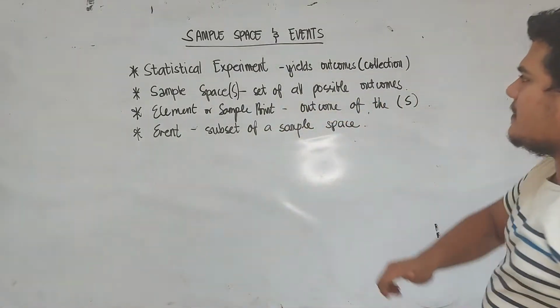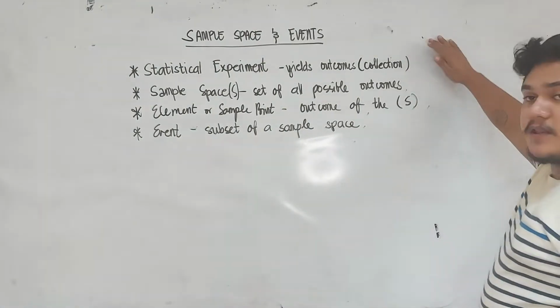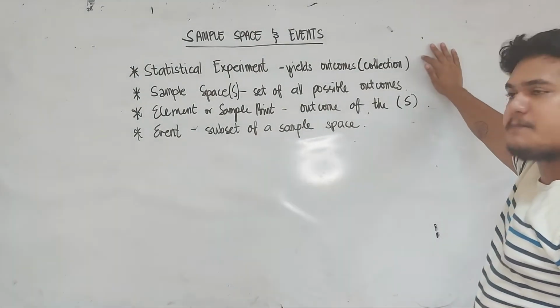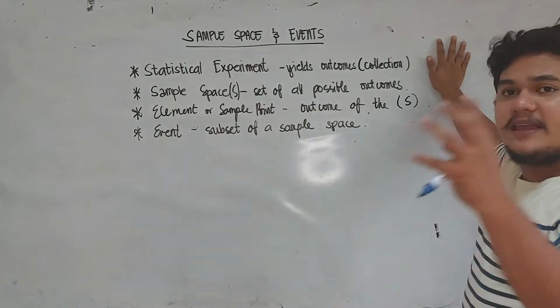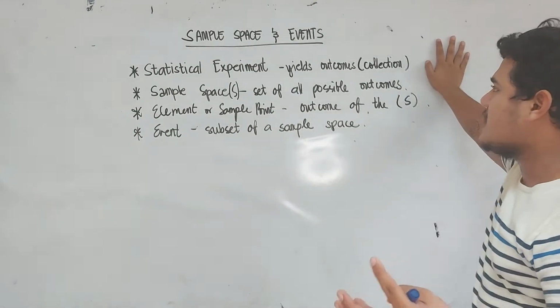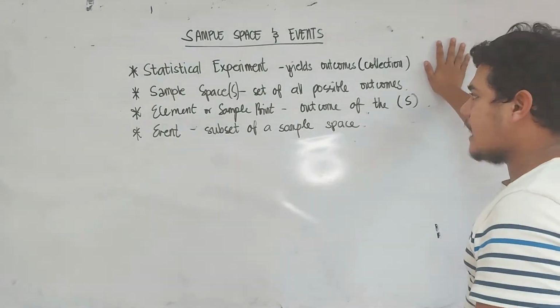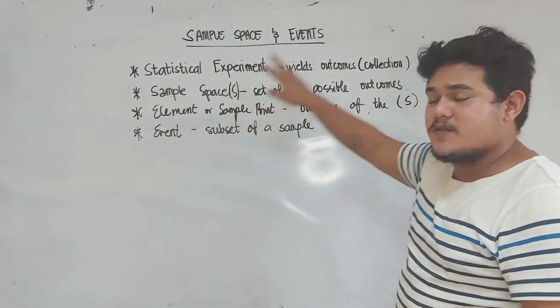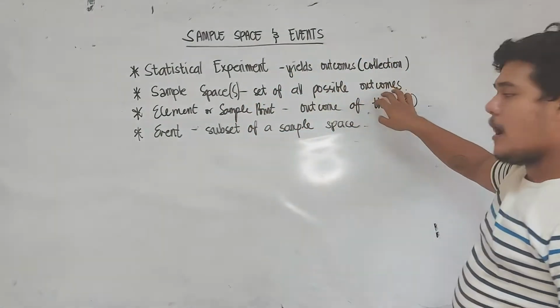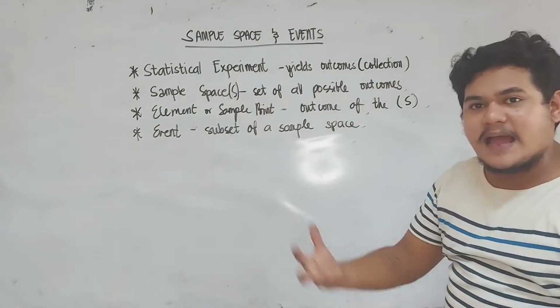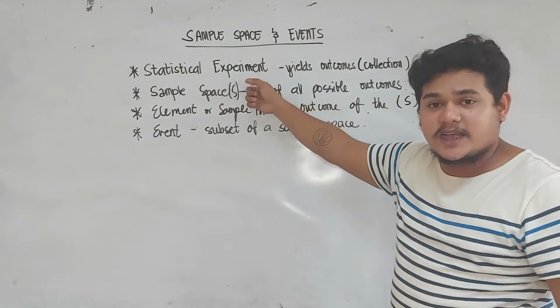Okay. Kapag sinabing agad, these are the 4 terms that we have to identify. Statistical experiment: any experiment or any decision making that yields a collection of outcomes. That is what we call a statistical experiment. Sample space, or letter S, that is all the possible outcomes. So lahat in totality na pwedeng makuha sa inyong statistical experiment.